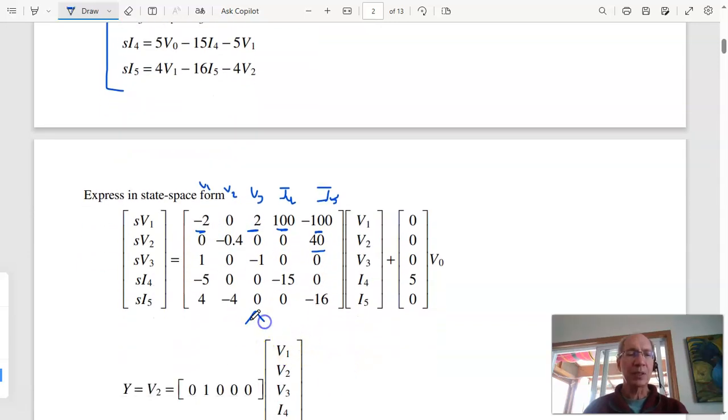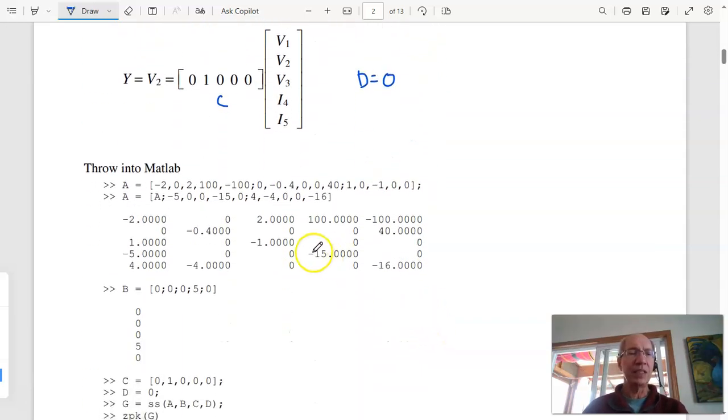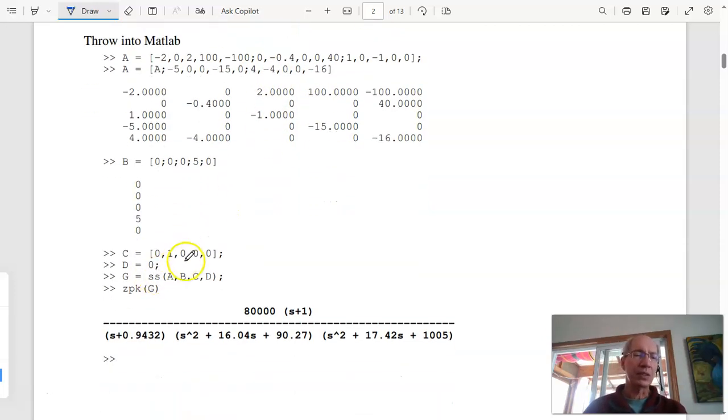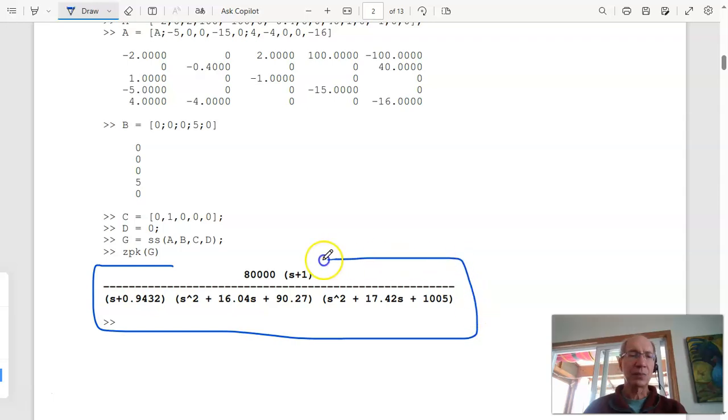That gives your A matrix, B matrix. What I'm measuring is V2. That pulls off the second state. Here's your C matrix, and the D matrix is 0. Now that I have A, B, C, and D, I can throw that in MATLAB. I ran out of space, so I just put in the first 3 lines, added to it the next 2 lines. Here's your A matrix, B matrix, C, D. Throw that in MATLAB in state space, find the transfer function. There she is.